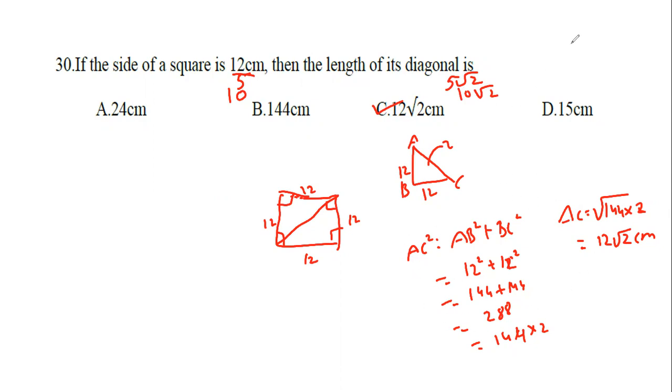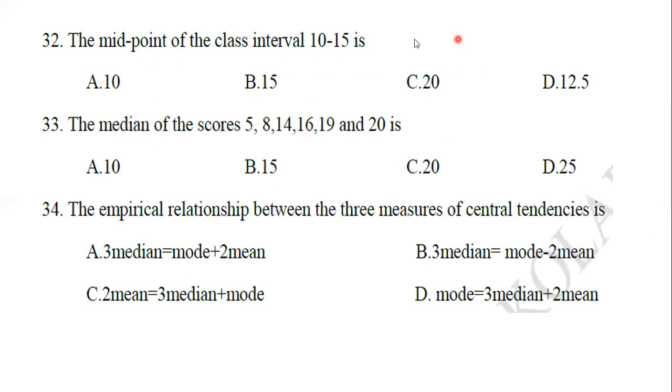Next, 31st question is the midpoint of the class interval 10 to 15. Midpoint is how much? So upper limit plus lower limit divided by 2. 10 plus 15 divided by 2, which is equal to 25 by 2. When you do simplification, you will get 12.5. Which option is right? Option D is correct.